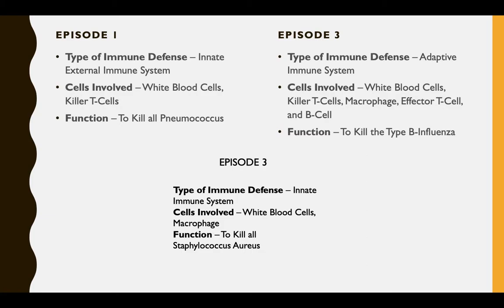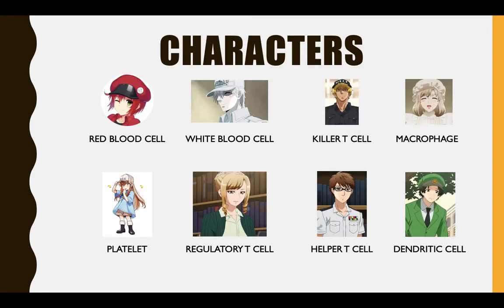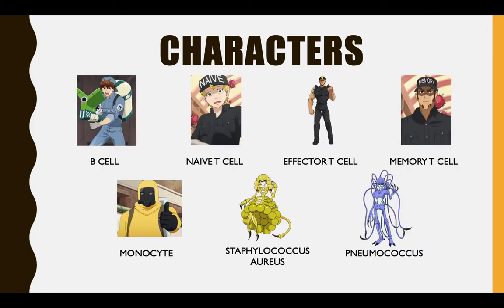And for the last, episode 10, the type of immune defense is the innate immune system. The cells involved are white blood cells and macrophage, and its function is to kill all Staphylococcus aureus. Okay, so here are the characters. We have red blood cell, white blood cell, killer T cell, macrophage, platelet, regulatory T cell, helper T cell, dendritic cell, B cell, naive T cell, effector T cell, memory T cell, monocyte, Staphylococcus aureus, and pneumococcus.